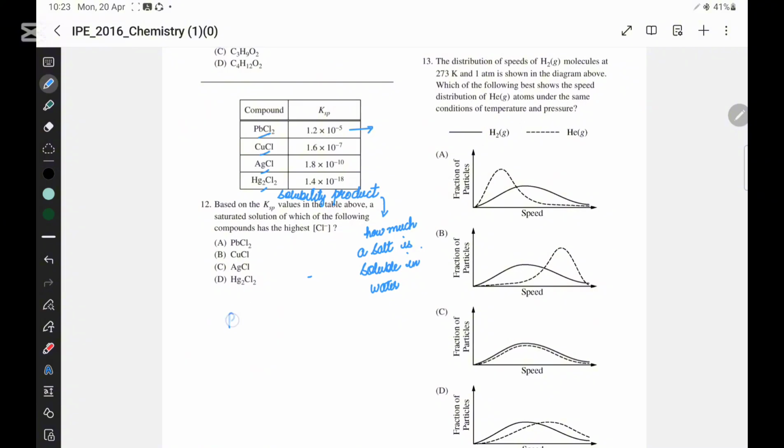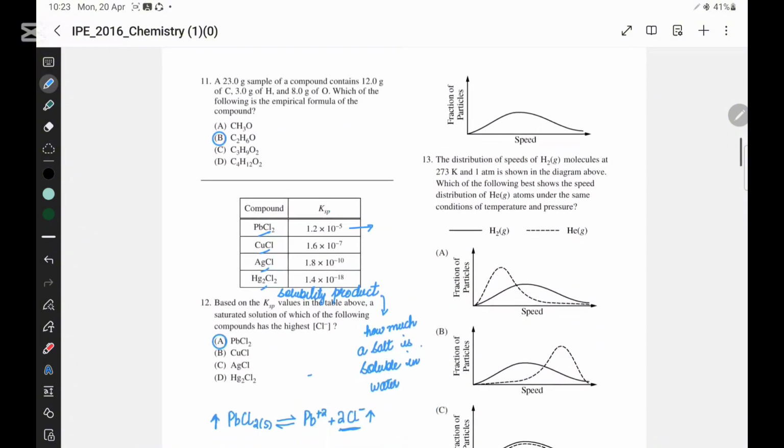If it has the greatest solubility, that means PbCl2 in solid state is going to form more chloride ion, the highest chloride ion, as it is having the highest Ksp value. So the chloride ion production will also be the highest. So our answer is going to be A.